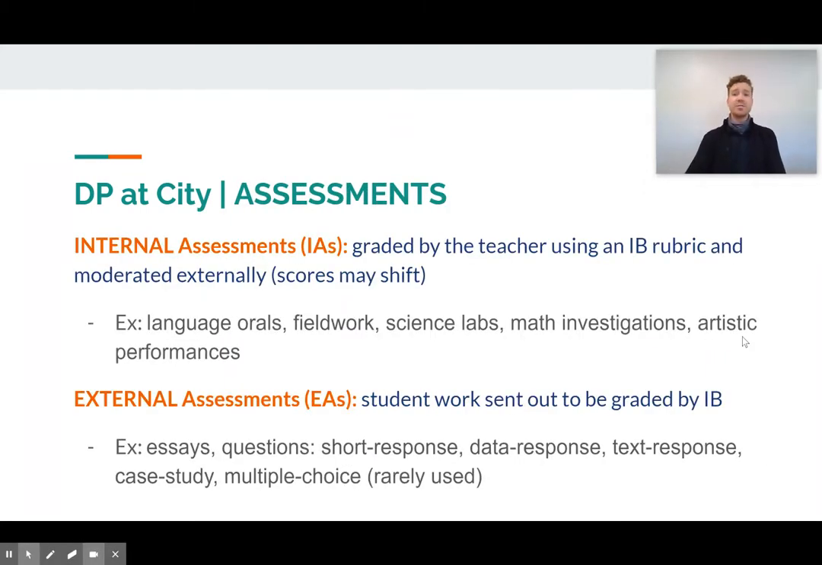You're going to see things students call IAs and EAs. IAs are for internal assessments, those such things as orals for language classes, some of the field work you're doing, investigations in math, what you're doing in your art classes. These are assessments that you produce for your teachers that are graded by your teachers. They will use an IB rubric, and a sample selection of those assessments will be shared with IB for external moderation. EAs are external assessments. This is work that you produce, such as your extended essay, that will be completely graded by outside IB employees.